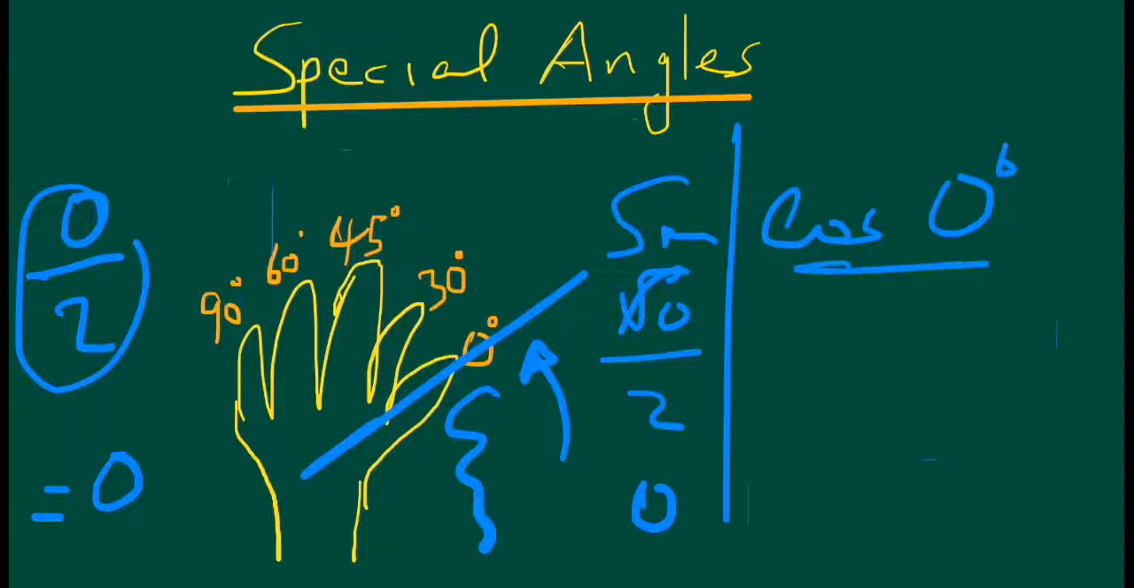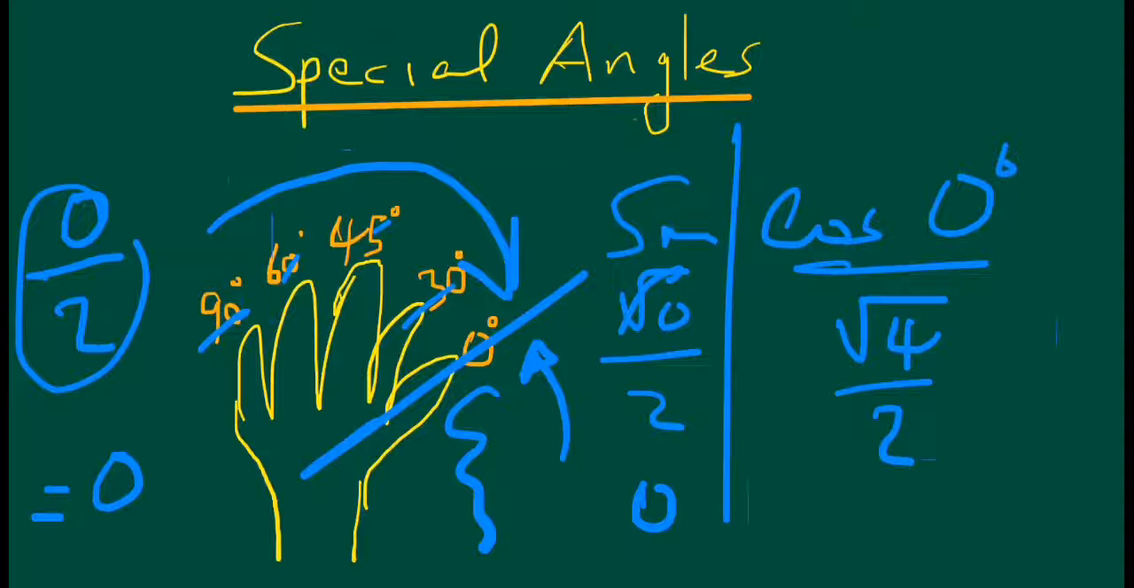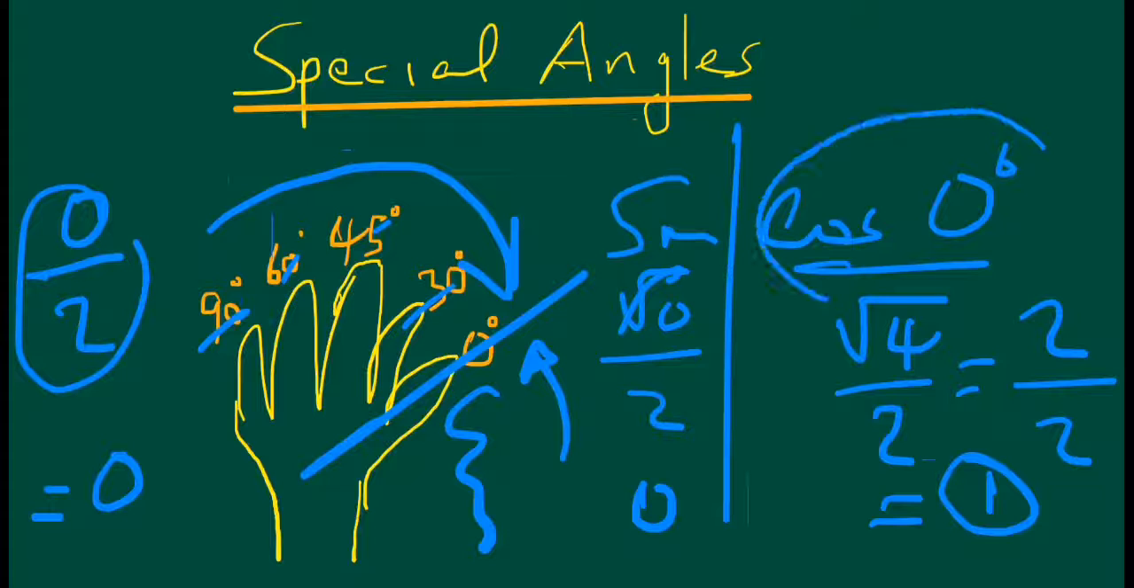And how about cosine 0? For the cosine, you have to count the fingers in this direction. How many fingers do you have? It is 1, 2, 3, 4. I have 4 fingers. That means cos 0 will be equal to under root 4, always divide by 2. But what is the under root 4? It is equal to 2, also divide by 2. From there, we'll find that it equals 1. That means cos 0 will be equal to 1, and sine 0 will be equal to 0.